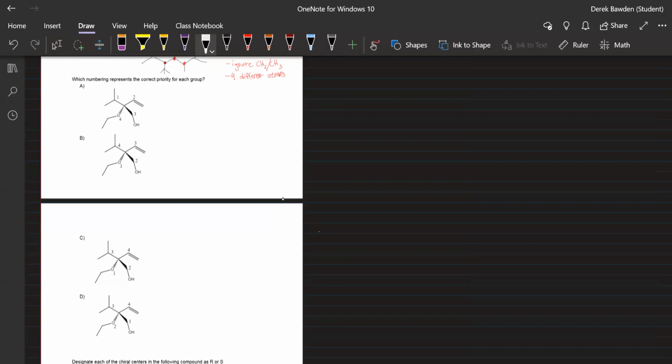So we have... okay. So what are our 4 different atoms bonded here? We have an oxygen, we have a carbon, carbon, carbon. Okay, so oxygen is going to be our number 1 for sure.